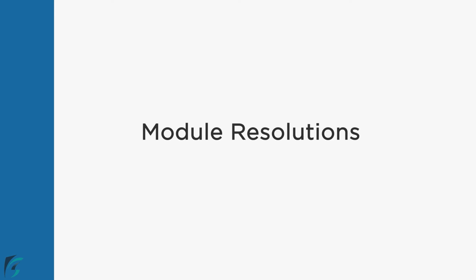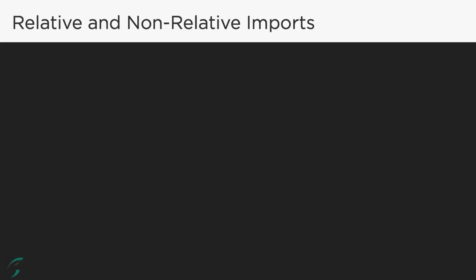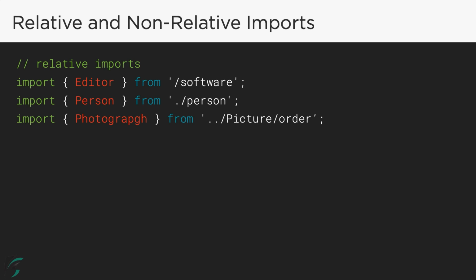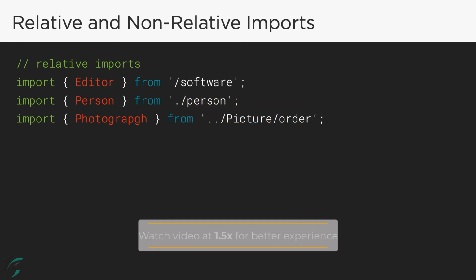To understand how TypeScript resolves the location of the module we import, we need to understand the difference between the relative imports and non-relative imports. These are few examples of the relative imports. The relative imports direct the compiler to a specified location on the file system where it can find the module. The relative references begin with either a slash or a dot slash or a dot dot slash to direct the compiler to the location of the file.